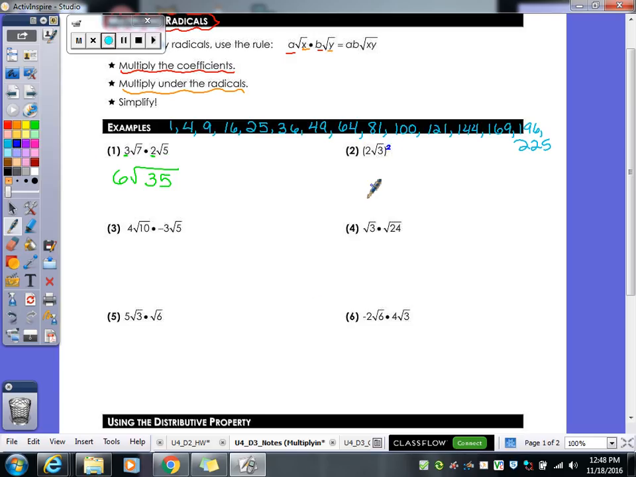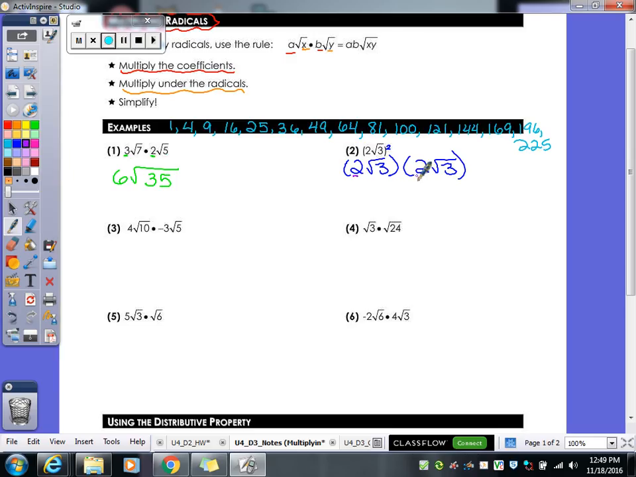Number 2, do you remember what that exponent tells us to do? Multiply it twice. So this is 2 radical 3 times 2 radical 3. If I had an exponent of 3 there, how many times would I write it? 3 times. That exponent tells you how many times to write it. So now the same rules apply.